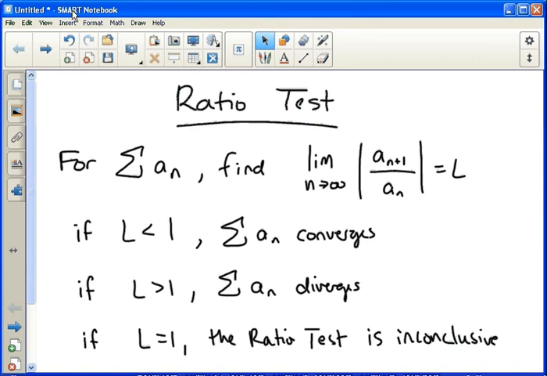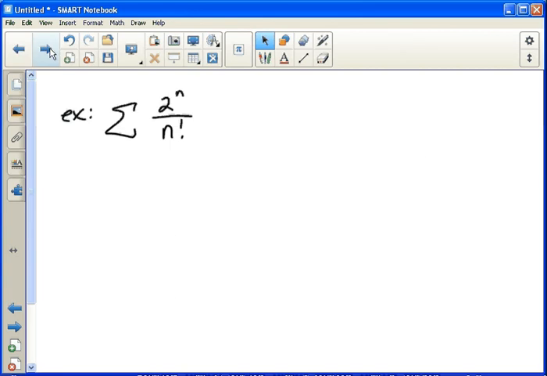So let me explain a little bit about this a_(n+1) and the a_n. Basically, you're going to take the sequence and make a fraction. You're going to put the original sequence on the bottom, and you're going to change all the n's to n plus 1 to make a new sequence on top. I think the simplest way to explain that is just to show you an example.